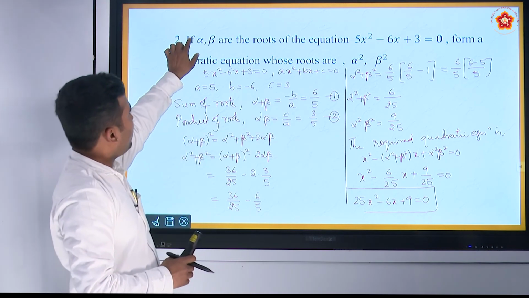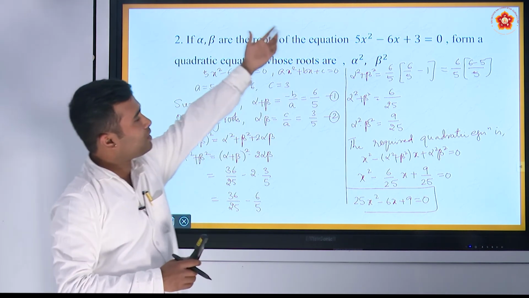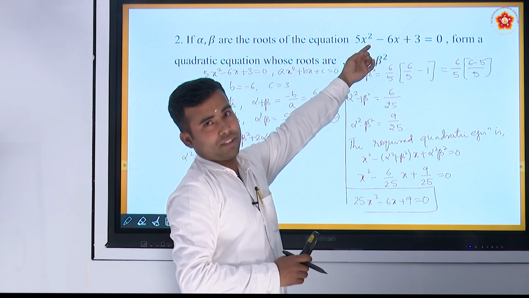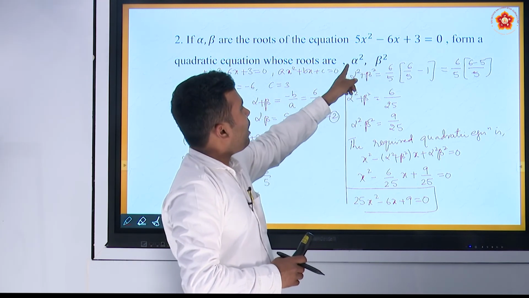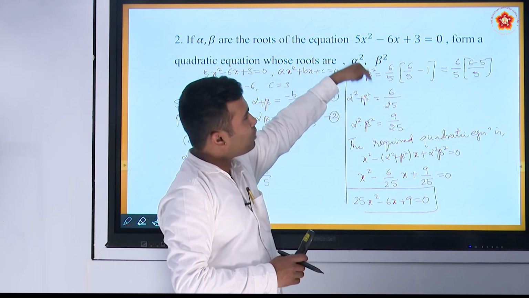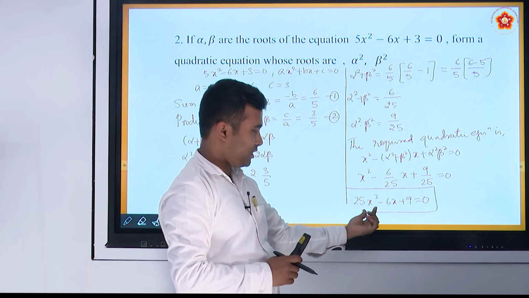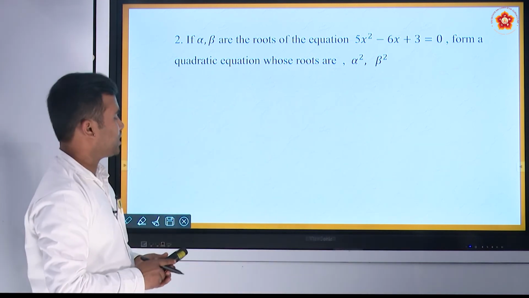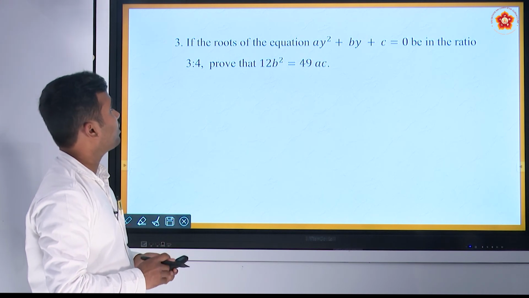Understand? Let me conclude this. If alpha and beta are the roots of this quadratic equation, then alpha square and beta square are also roots of the quadratic equation, which is 25x square minus 6x plus 9 is equal to 0. Next example.